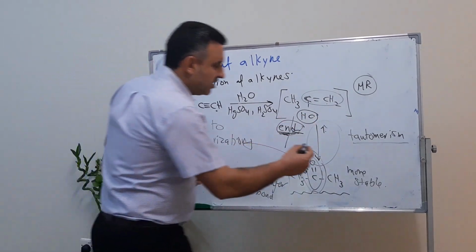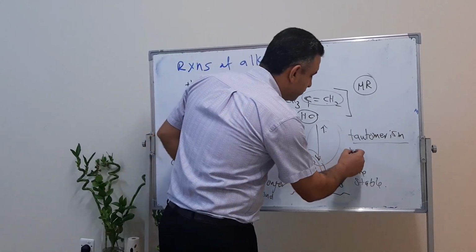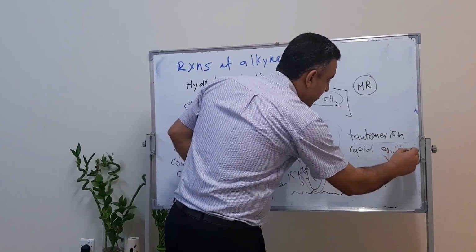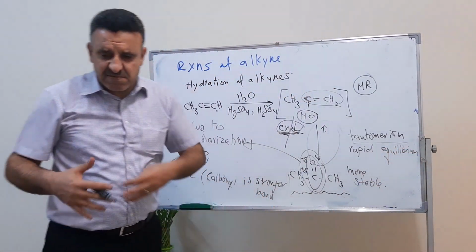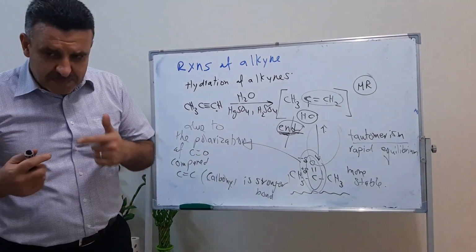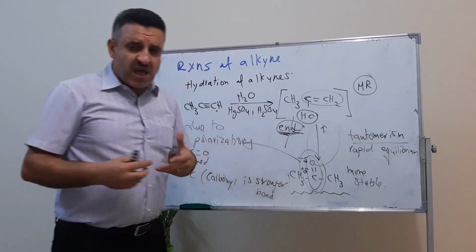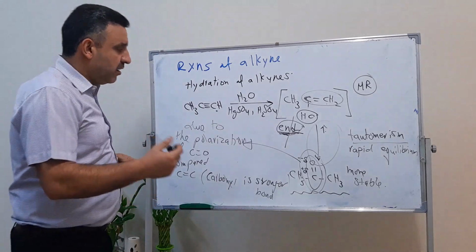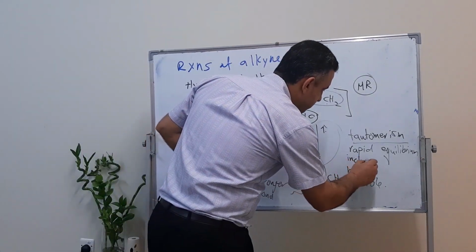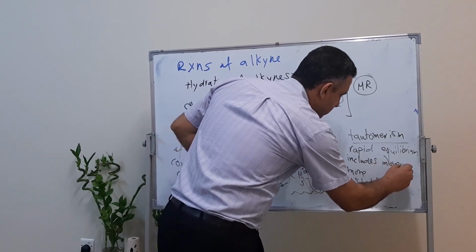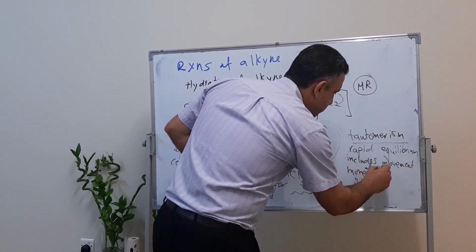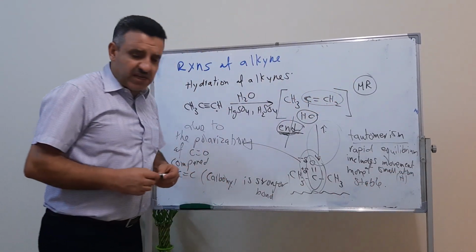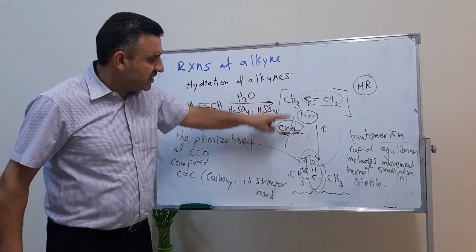So what's tautomerism? Tautomerism in organic chemistry is what we call a rapid equilibrium. Rapid means fast, a very efficient equilibrium, but it includes the movement of a small atom, most likely hydrogen. Here you can see what's happened exactly. What's the difference between this and this?